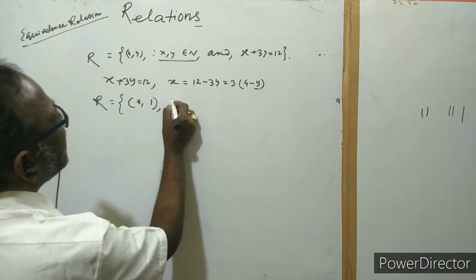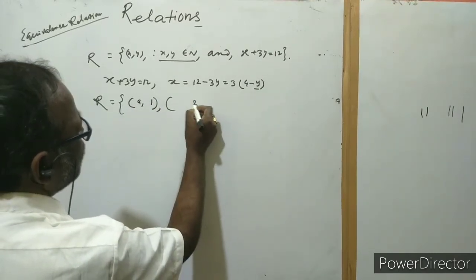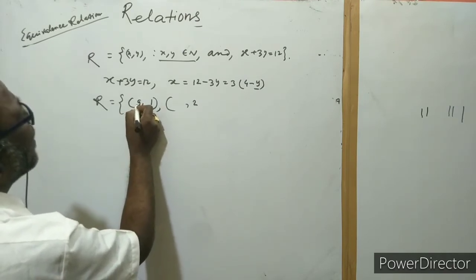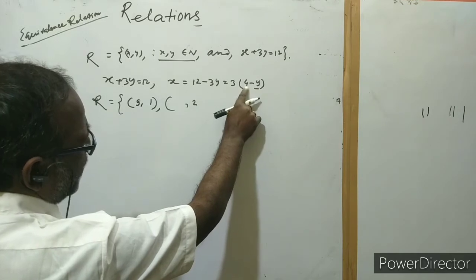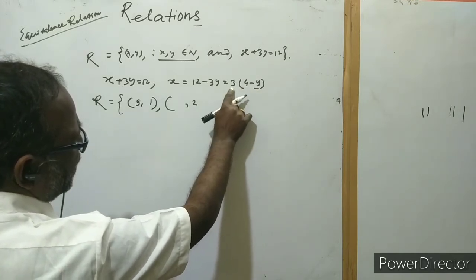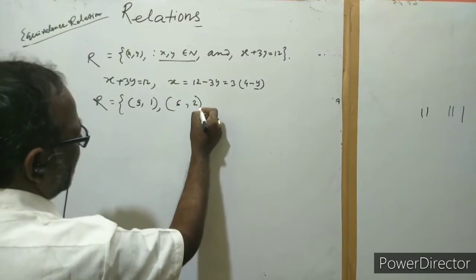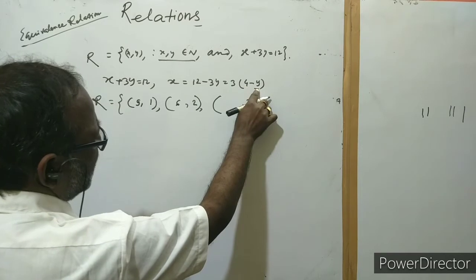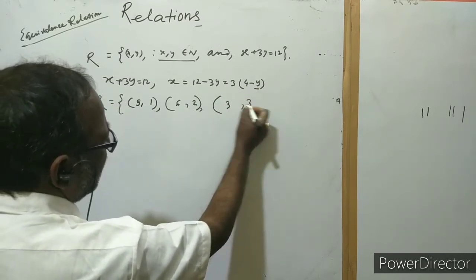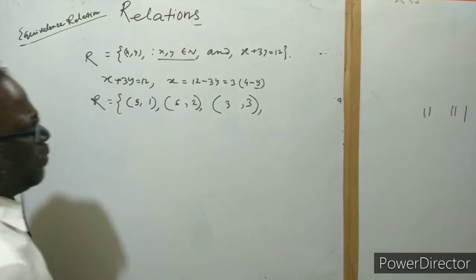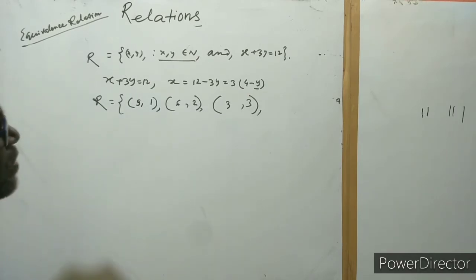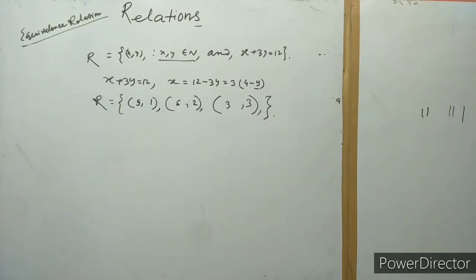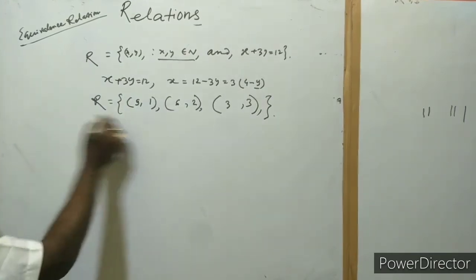Okay, see again, if we put here 2, in the second position the value is y and this is called x here. If we put 2 here, then 4 minus 2 is 2, then 3 times 2 is 6. And the next, if we put here 3, then 4 minus 3 is 1, and 3 times 1 is 3. Again, if we put here 4, then we get 0, but this is not a natural number. So this is the relation.